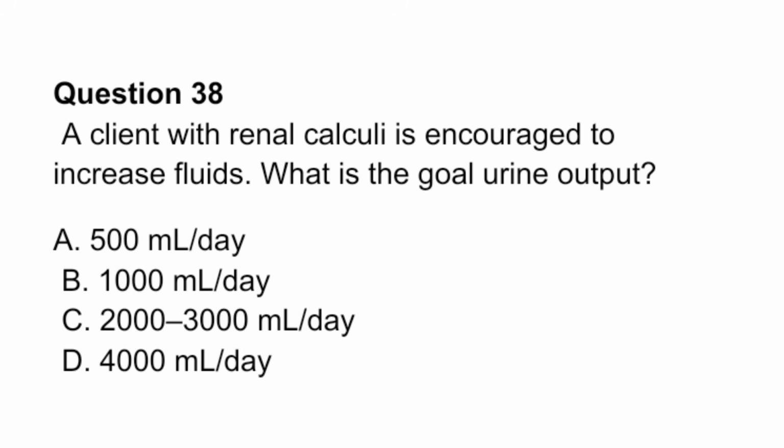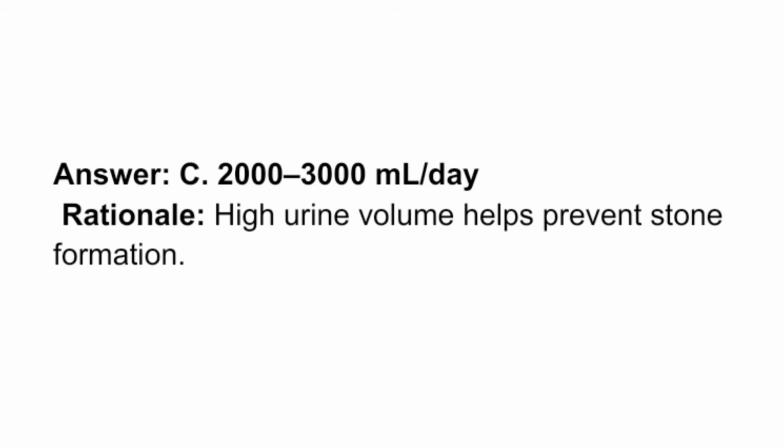Question 38. A client with renal calculi is encouraged to increase fluids. What is the goal urine output? A. 500 milliliters per day. B. 1,000 milliliters per day. C. 2,000 to 3,000 milliliters per day. D. 4,000 milliliters per day. Answer: C. 2,000 to 3,000 milliliters per day. Rationale: high urine volume helps prevent stone formation.